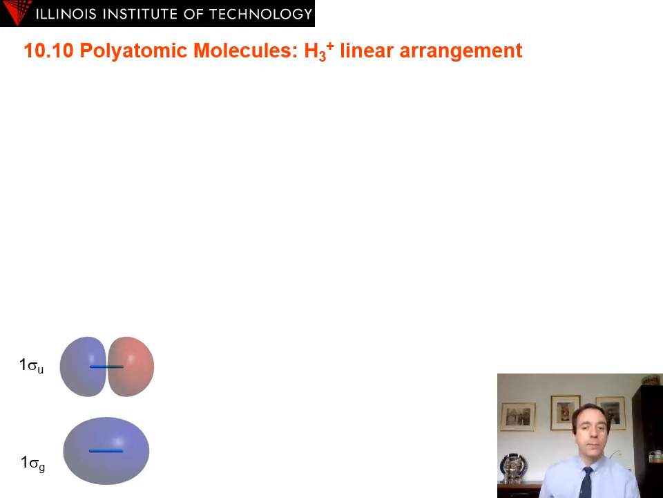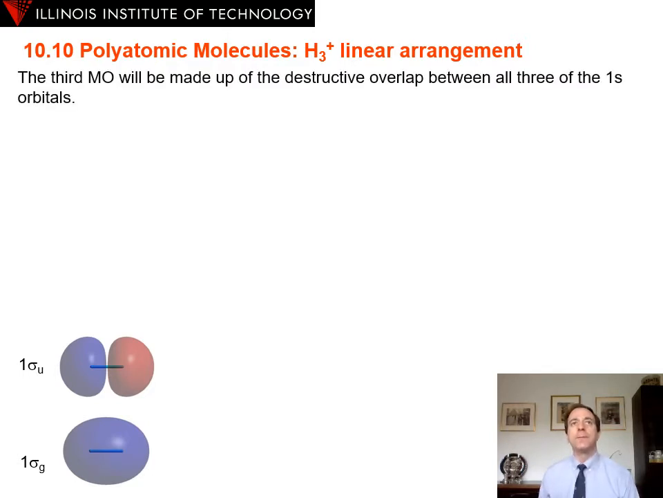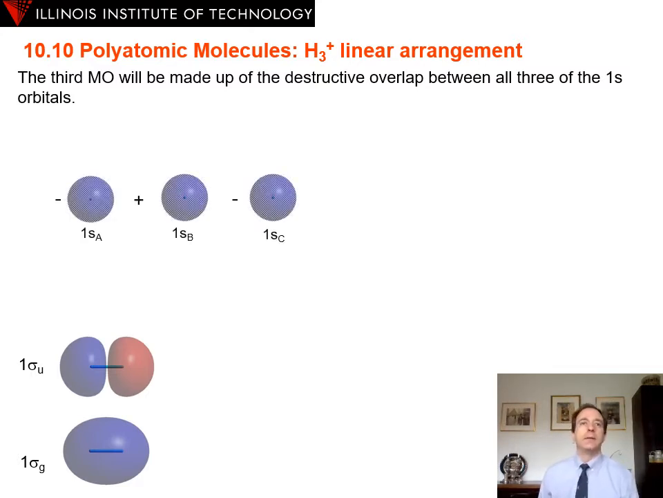These three atomic orbitals are going to make three molecular orbitals. So the third molecular orbital is going to be made up of the destructive overlap of all three orbitals. So how are we going to do that? Well, in this case, we're going to subtract the one on the left, the A, add the one in the middle, and subtract the one on the right. The signs are arbitrary. We could have plus, minus, plus. Here we're just doing minus, plus, minus. It works out to be exactly the same thing. It's just whether the wave function has a positive sign or a negative sign.